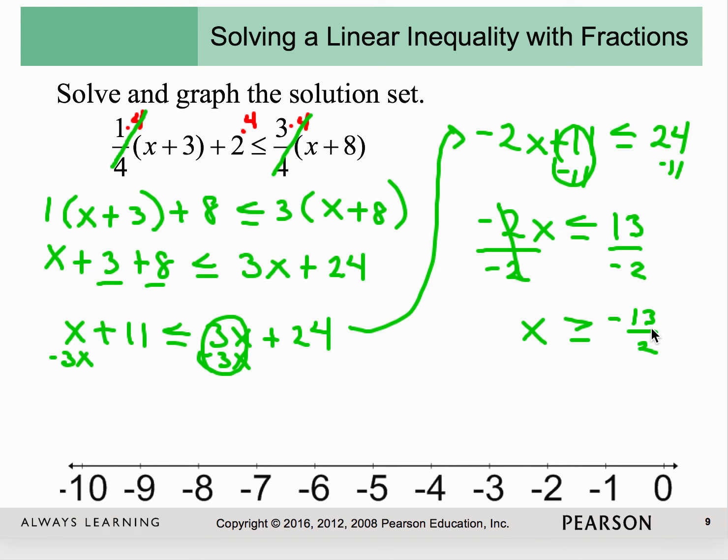Okay, now for purposes of graphing it, I'm going to leave my answer as negative 13 halves, but for purposes of graphing it, I need to know what mixed number that is. So it's negative 7.5, right? Now, that's right here. This is 6.5, right? 1, 2, 3, 4, 5, 6, 6.5, 7, 7.5, 8. So it's right here. Arrow is facing that way, and it's a bracket. And my interval has a bracket on negative 13 halves.